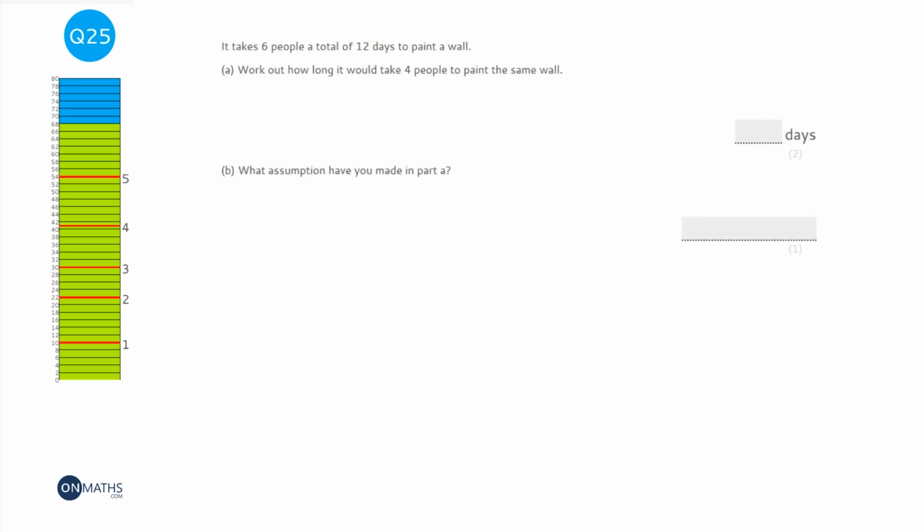Okay, so for this question, it's really common to take the wrong approach with this. For instance, the biggest wrong answer for this is to try and get from 6 to 4. So we can divide it by 3 and then double it. So we're going to divide the days by 3, which is 4, and then double that. So the most common wrong answer is 8 days.